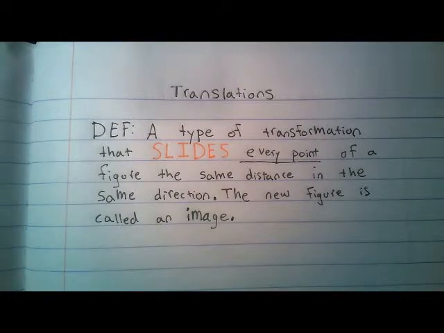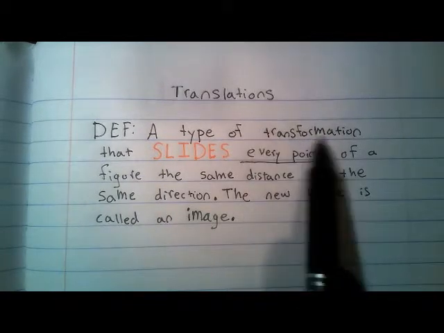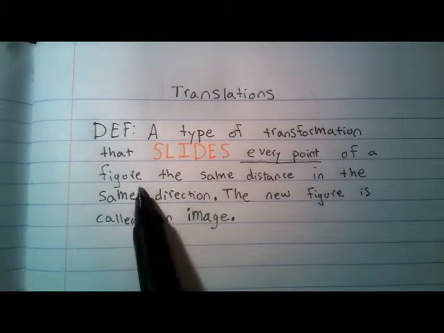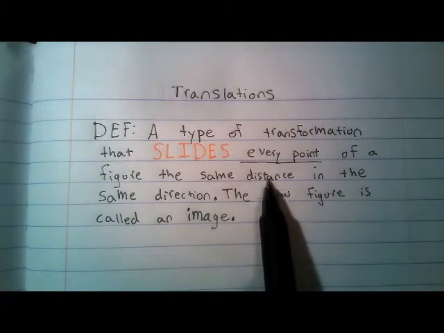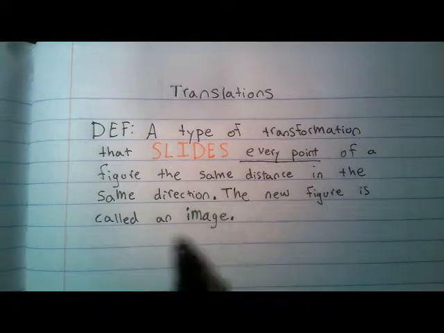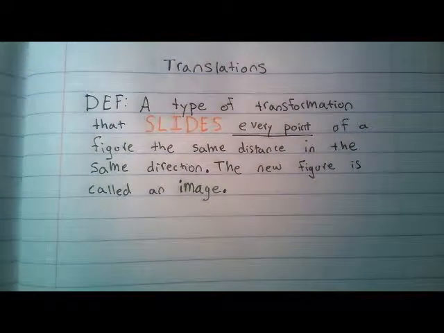So first, let's go over the definition of a type of transformation, which is called a translation. So the definition of a translation, it's a type of transformation like we're changing a figure, that slides every point of a figure the same distance in the same direction. The new figure is called an image. Okay, so that's the definition of a translation.